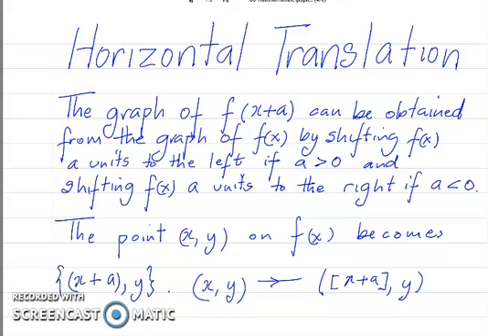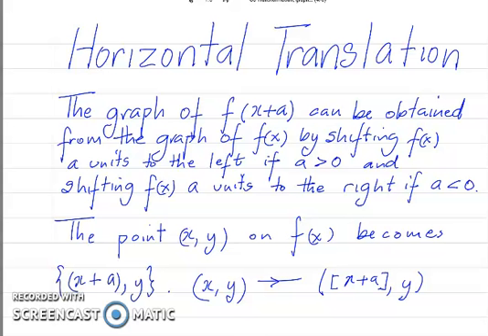All right, horizontal translation. Now, the graph of f of x plus a can be obtained from the graph of f of x by shifting f of x a units to the left if a is greater than 0, that is if a is positive, and shifting f of x a units to the right if a is less than 0, that is if a is negative.